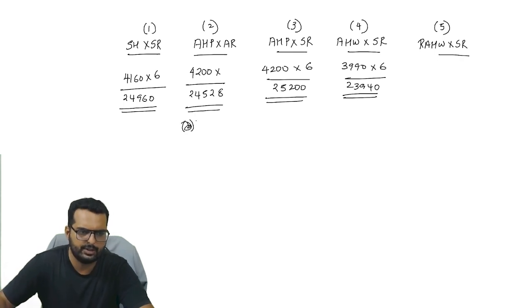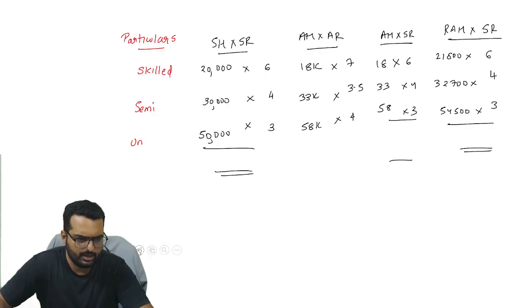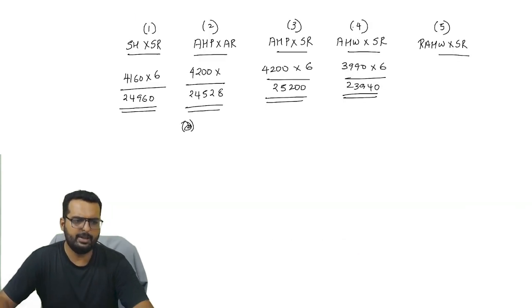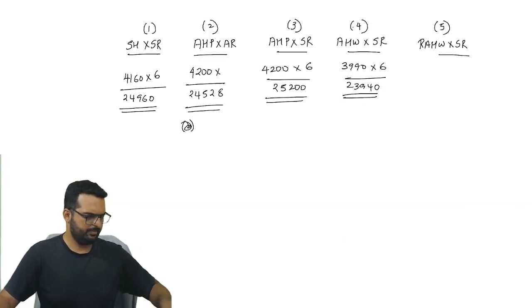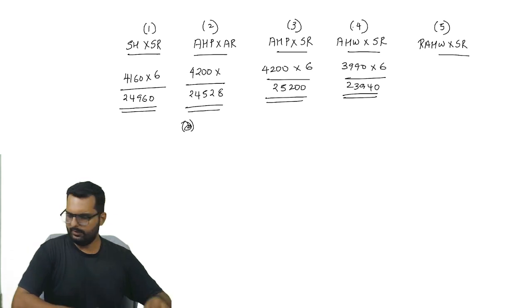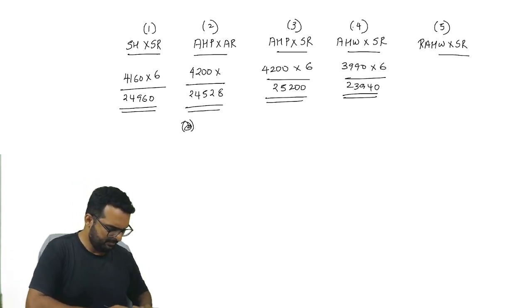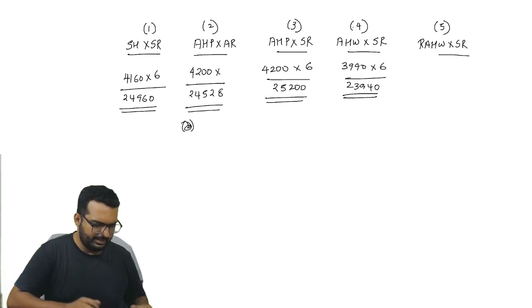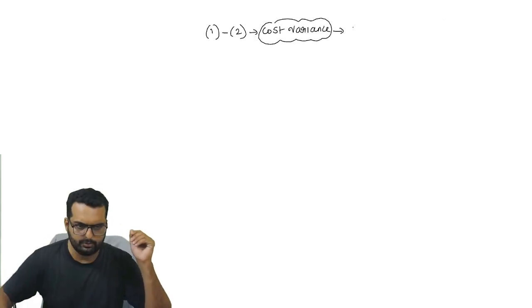So friends, when we do it this way, first I will write down one. I'll just put it in a fresh page, friends. I'll put that over here. First, I will do what? 1 minus 2. 1 minus 2 will be called as what? It will be called as a cost variance. So now tell me how much is going to be 1 minus 2 over here? 24,960 minus 24,528. Do I get the answer as 432 favorable?